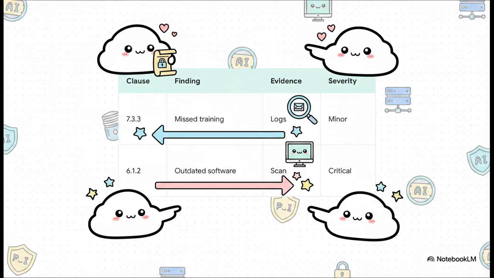You can see here that Clause 7.3.3 relates to an incomplete security training finding, which is backed up by the Finance Department training logs. But take a look at the next line, Clause 6.1.2. Outdated software and weak access, evidenced by a system vulnerability scan. This kind of direct linkage is just incredibly practical.